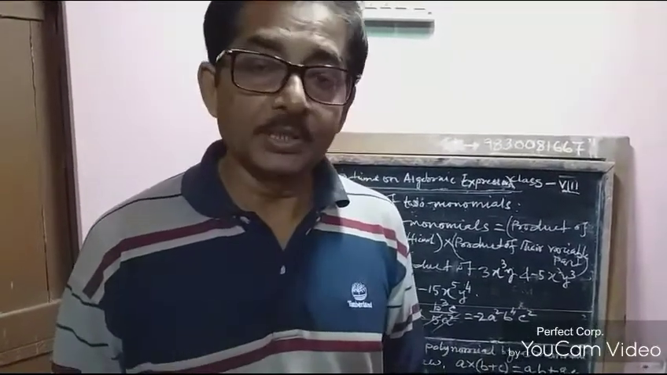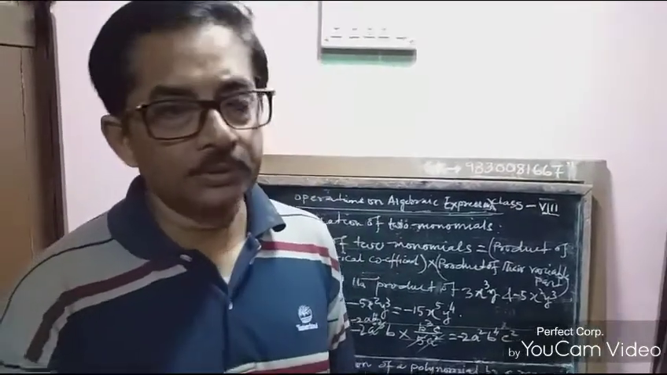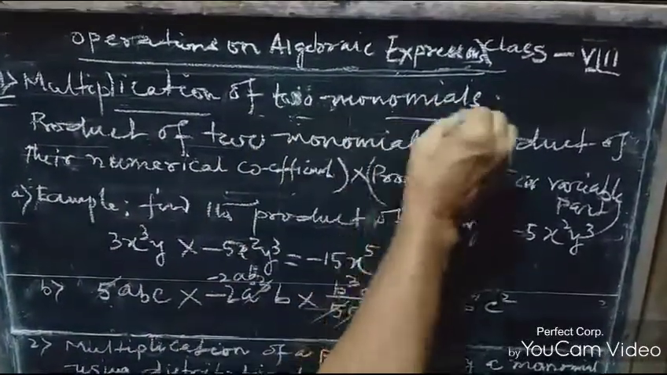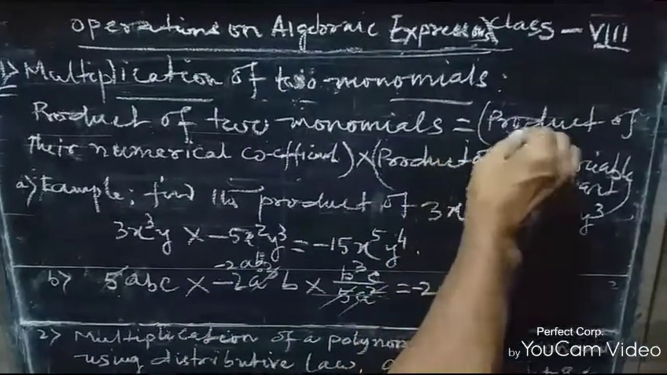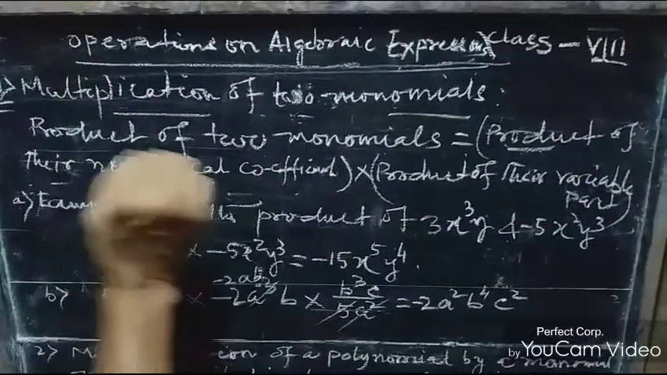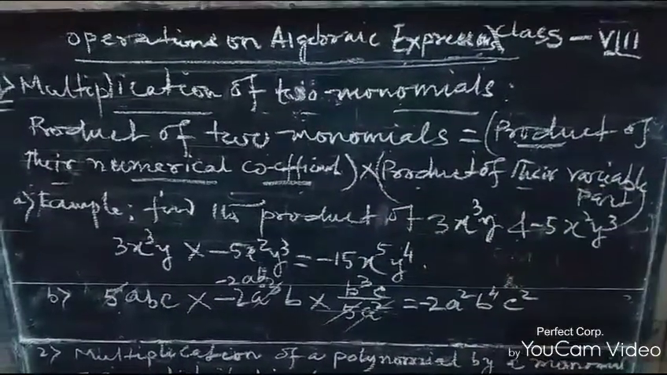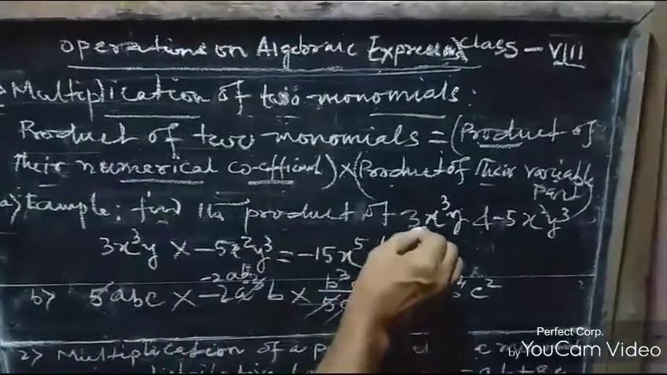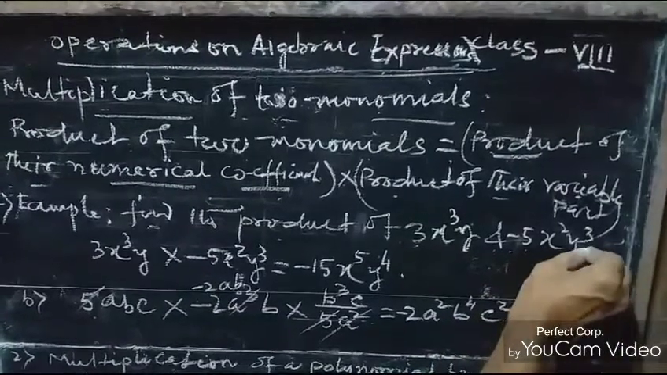Students, in this video you will learn multiplication of algebraic expressions. First is multiplication of two monomials. The product of two monomials equals the product of their numerical coefficients times the product of their variable parts. Here is an example: find the product of 3x cube y and minus 5x square y cube.